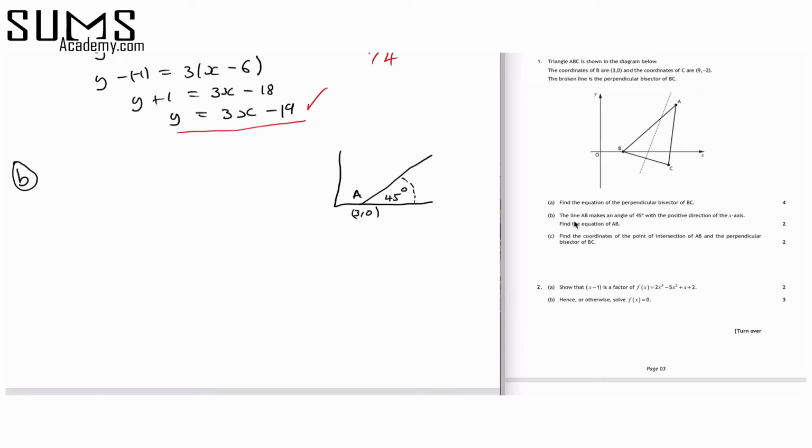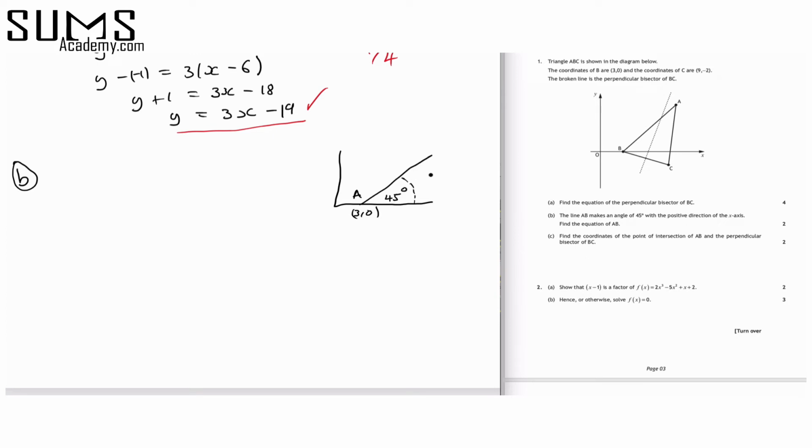Part B now. The equation of the line. The line AB makes an angle of 45 degrees with the positive direction of the x-axis. Find the equation of AB. So this is this line here. So we're saying in here is 45 degrees, and I've sketched it here.